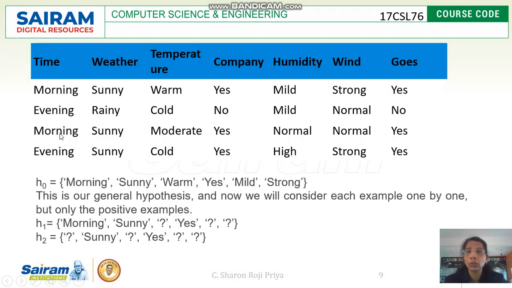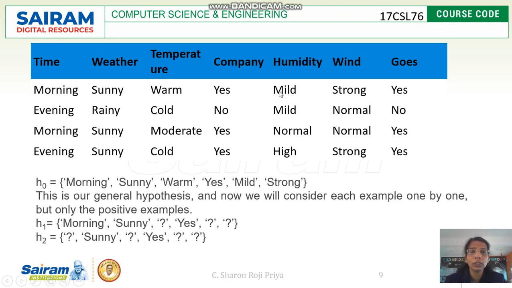So I have 4 instances and 4 features on which the person decides to go for a walk or not. The last attribute will be your decision attribute or class attribute, and we'll be considering the first 6 attributes. So initially, H naught will be our general hypothesis.